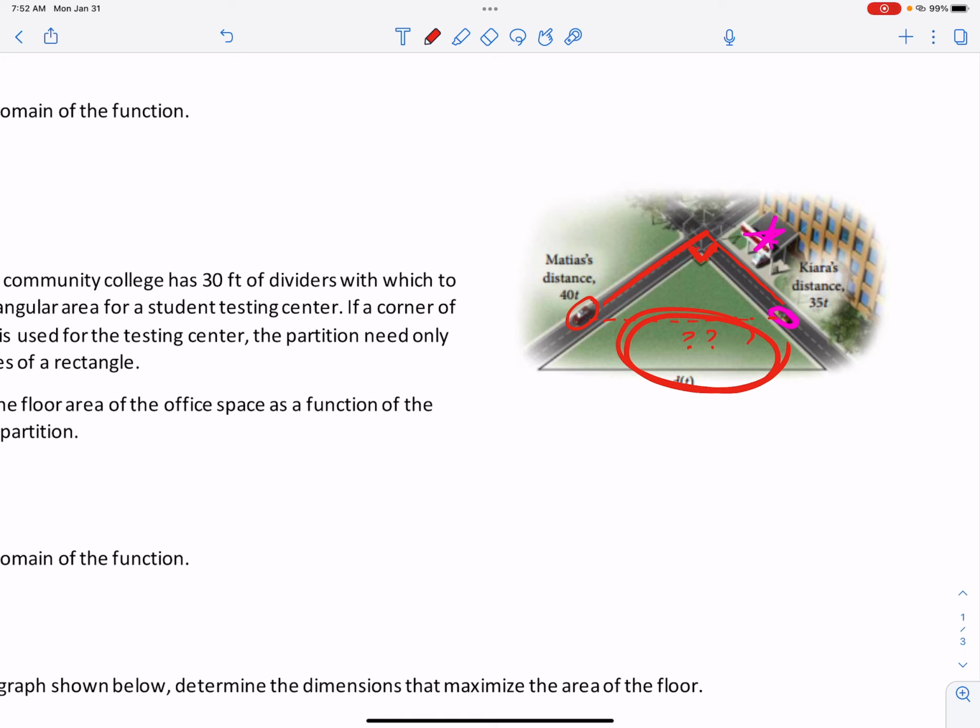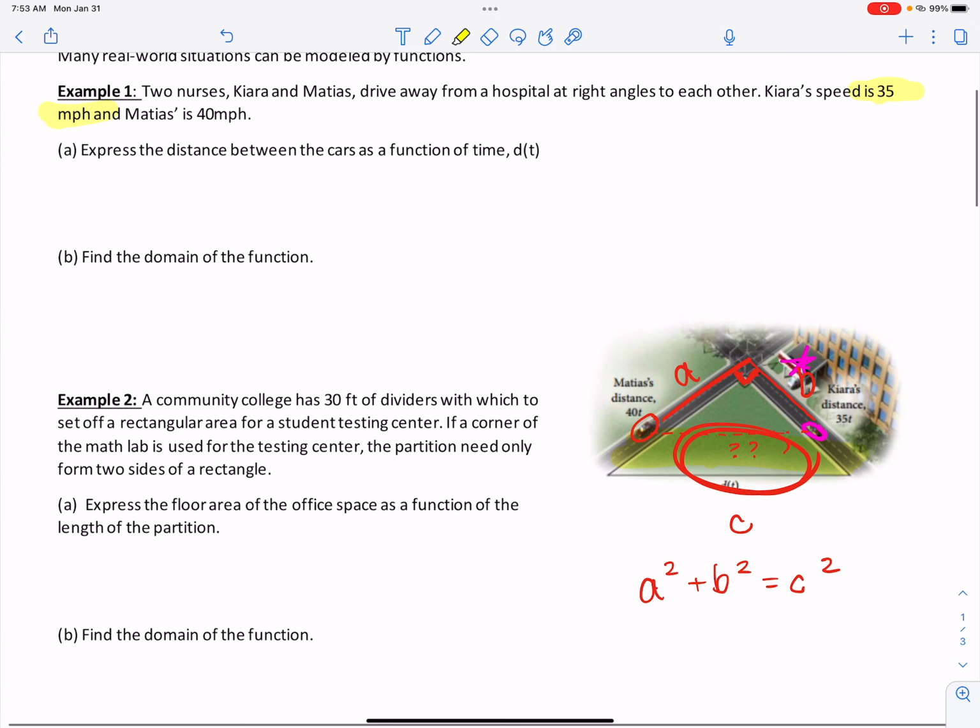Now, if you don't know the Pythagorean theorem, it's pretty easy. This is side A, this is side B, this is side C, and the theorem is just A squared plus B squared equals C squared. Okay, that's all the theorem is. So if you want to find this hypotenuse, you just square each side and add them. So I'm going to go ahead and use that.